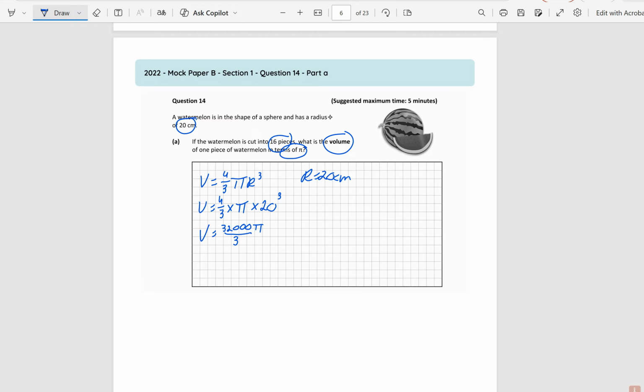But we're asked for the 16 piece, so we're just asked for one slice. So we divide that by 16. Okay, and we're left with 2000 over 3 pi centimeters cubed, or 666.6 pi centimeters cubed. But that's a nicer answer. Alright, but this will get you your marks too.